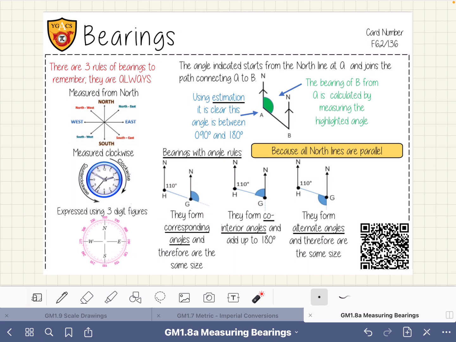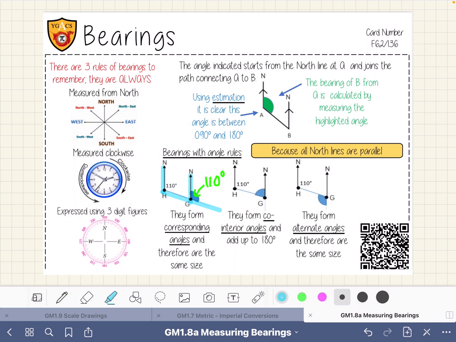If we look at the first one, we can see that we have the angle on that line and we are looking to find the angle on this line here. When we join those lines together, we make an F-type shape. That means it's a corresponding angle, and corresponding angles are equal, so this means this angle here is also 110 degrees.